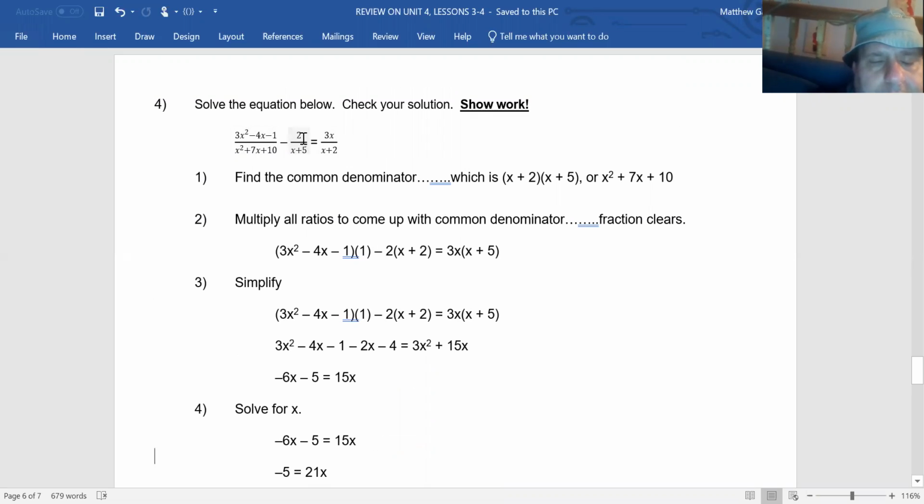Now, this is one thing I haven't emphasized here. This is a minus 2. That gets multiplied by x plus 2. So we multiply the minus 2 by x plus 2. We get negative 2x, and it's minus 4. That's important. If you make it negative 2x plus 4, it's going to screw up your intercept. And then 3x gets multiplied by x plus 5, which is 3x squared plus 15x.